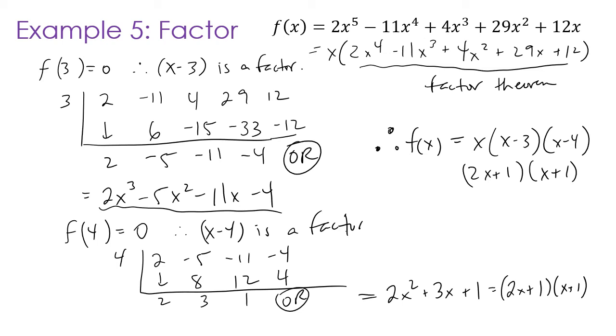And remember, you should never end up with more factors than your degree. So if by chance you ended up with 6, this has a degree of 5, we've messed up somewhere.